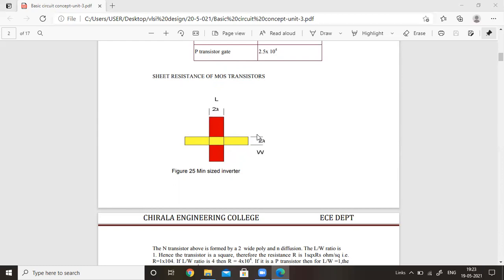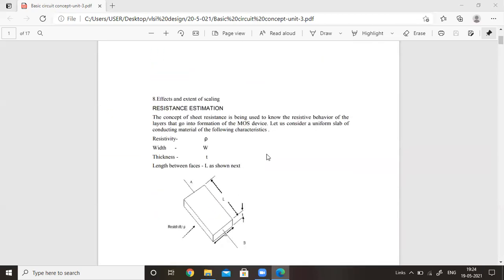R, the resistance of that particular transistor in the particular technology, is equal to Z into RS in terms of ohm, where Z is the length to width ratio and RS is in terms of ohm per square. The square cancels here, so we will get a value of resistance. Now the minimum width is 2 lambda and the minimum length is 2 lambda. This is called the feature size transistor, L is equal to W. So that is about the sheet resistance concept.